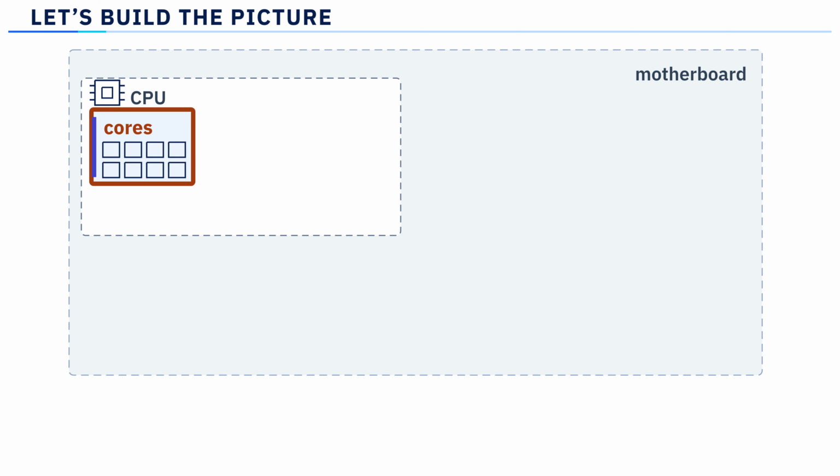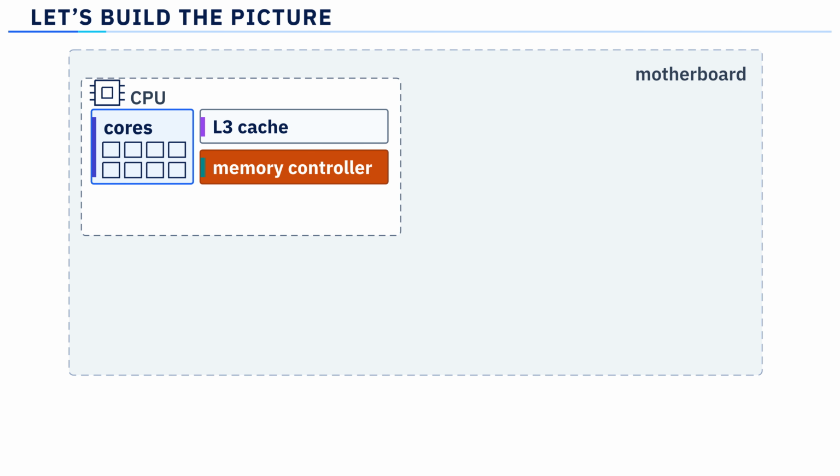Inside it are the cores. A core is one worker that runs program instructions. A modern chip has several cores side by side. Next to them sits the L3 cache. Cache is a small, very fast memory placed close to the cores. Each core also has its own smaller L1 and L2 cache. Then the memory controller. It drives the memory chips, and it sits on the CPU chip itself.